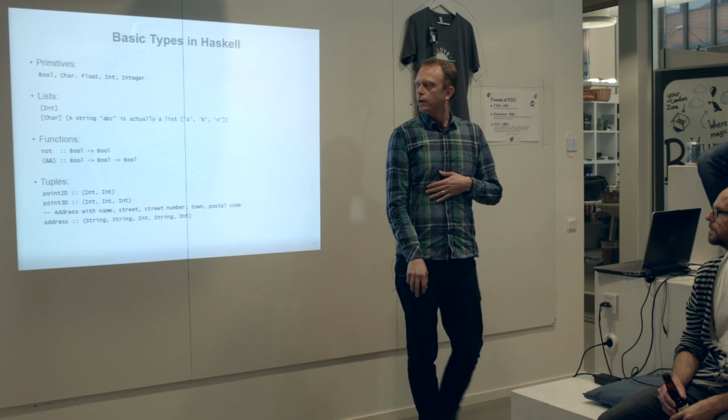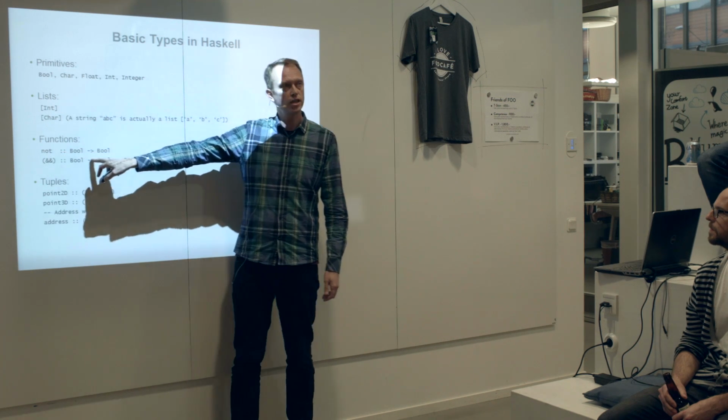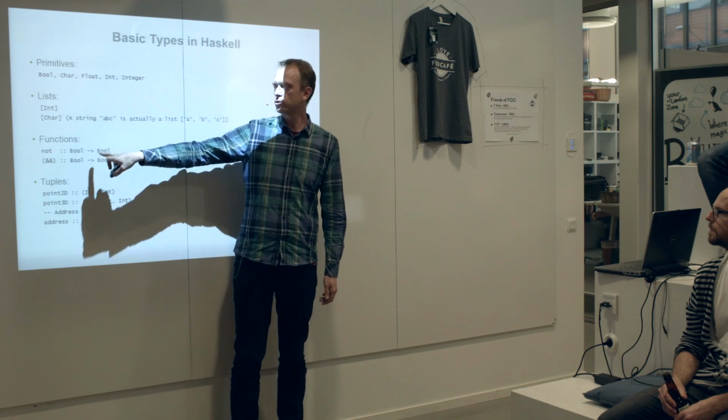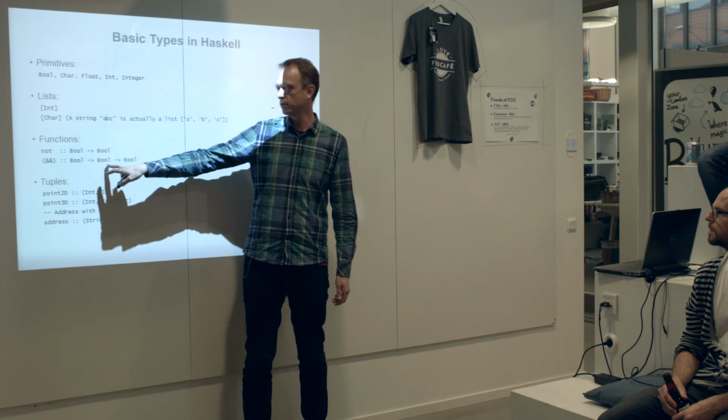Functions are written like this. So you have type annotation like this. So this is not, the logical negation. It takes a boolean and returns a boolean. And this is the logical and, which takes two booleans and returns a boolean.